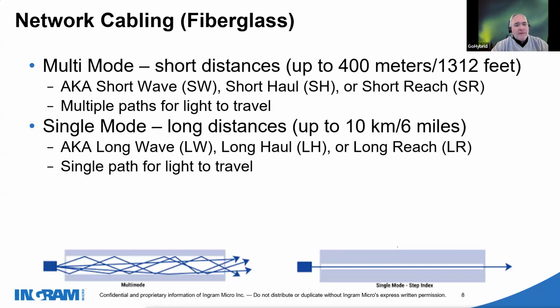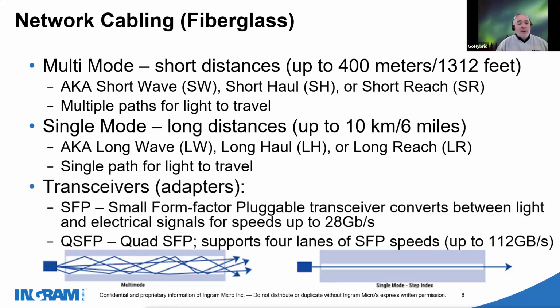In addition to these two types of cabling, there's things that we refer to as transceivers. SFP transceivers, or small form factor pluggable transceivers, convert between light signals and electrical signals for speeds up to around 28 gigabit per second. There's also something called QSFP, or quad SFP, and it supports 4 simultaneous lanes of SFP speeds through the same connector, so up to 112 gigabit per second.